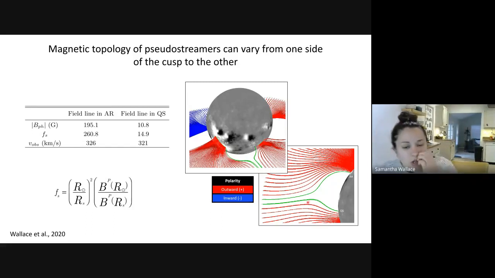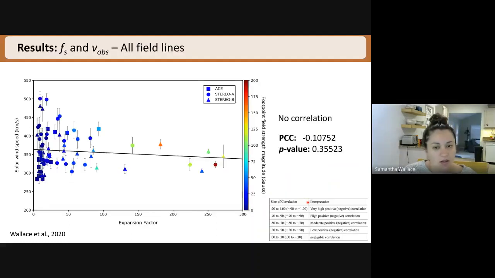So instead of averaging over the entire pseudostreamer, we plot the solar wind speed versus expansion factor for just the individual field lines. So here is one plot of our results. We're looking at solar wind speed versus expansion factor for 38 pseudostreamers, or 76 individual field lines that form the cusps.